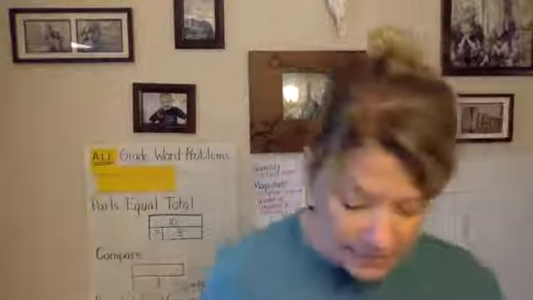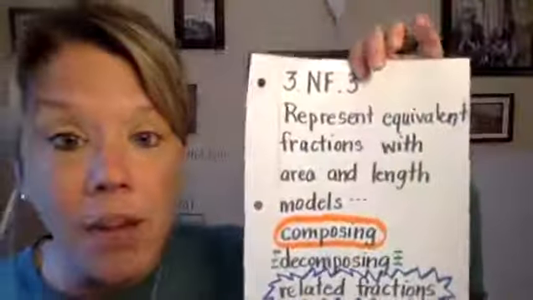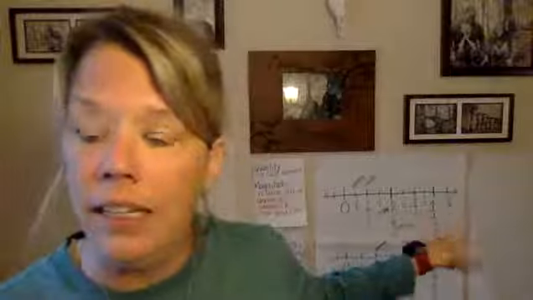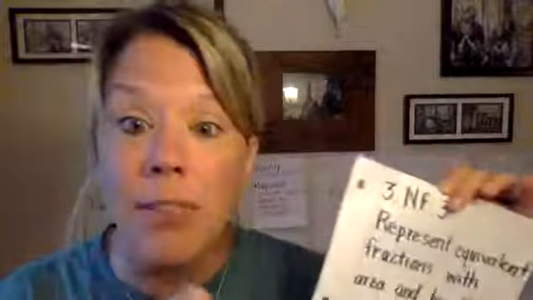There. 2/6 covers the same area as 1/3. Perfect. So that is equivalence, using area and length models, or area models, or what I just showed you. Length models is our handy dandy number line. And we're going to work on composing, decomposing, and related fractions.